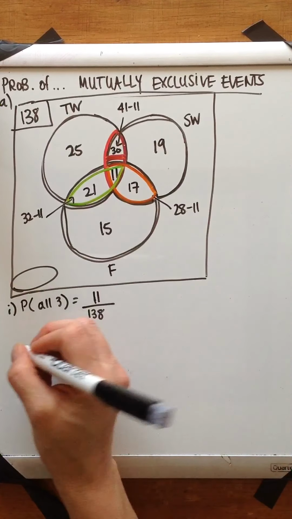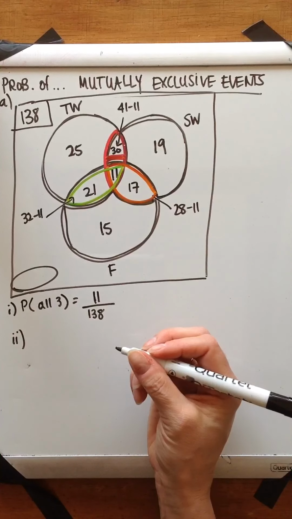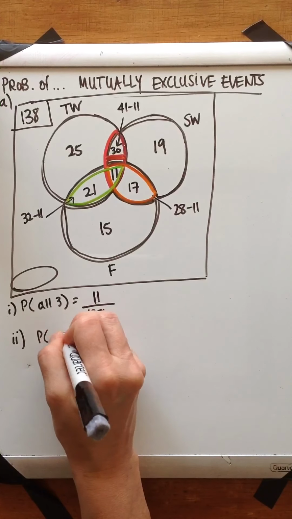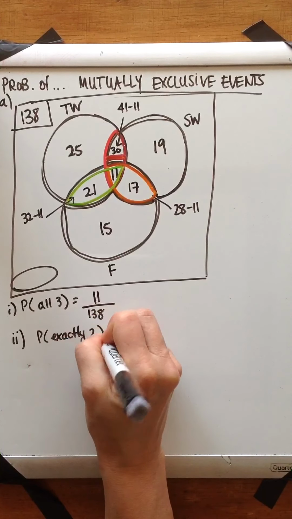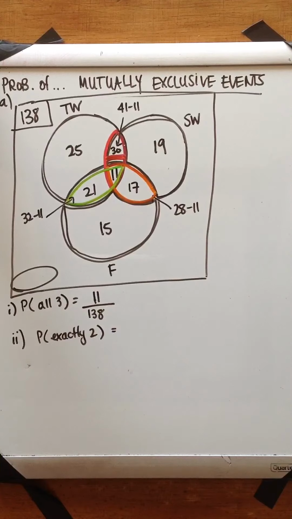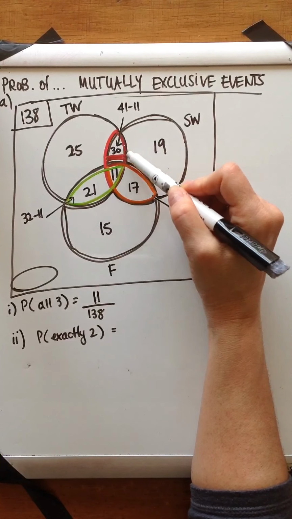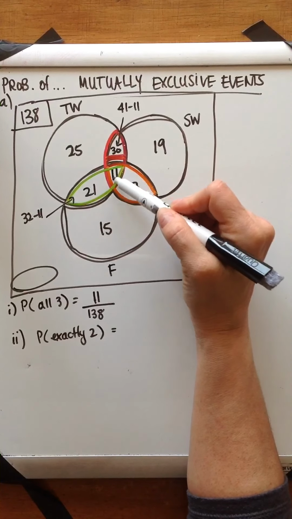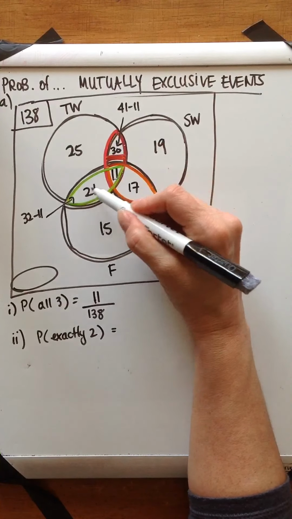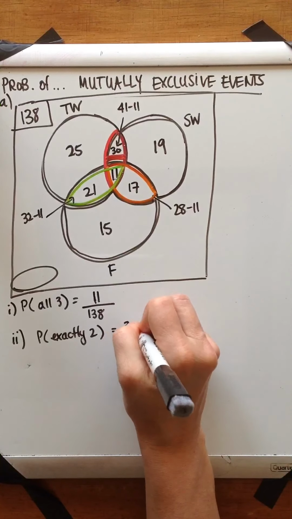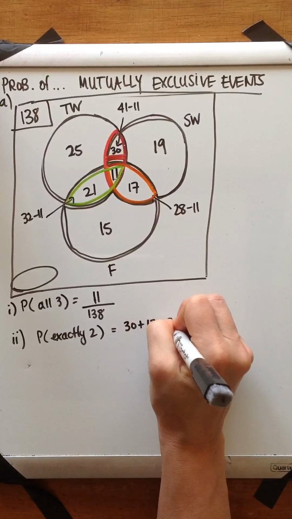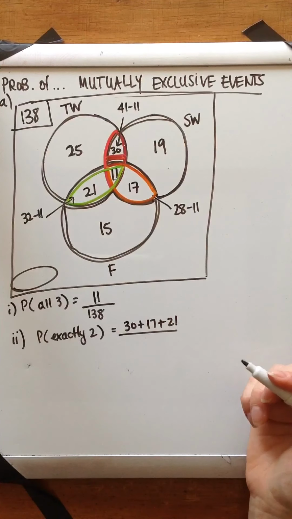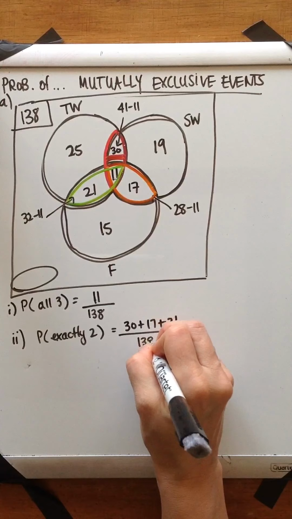All right, and number 2, what's the probability that someone has exactly 2 subscriptions? So where in the Venn diagram do we find those pieces? Well, exactly 2 would be this little part up here, this little part in here, and this little part in here. It would not include the 11 because they have all 3. So we're going to add those 3 together. We have 30 plus 17 plus 21 out of, and the probability is still out of the total of all subscribers, so we're still out of 138.